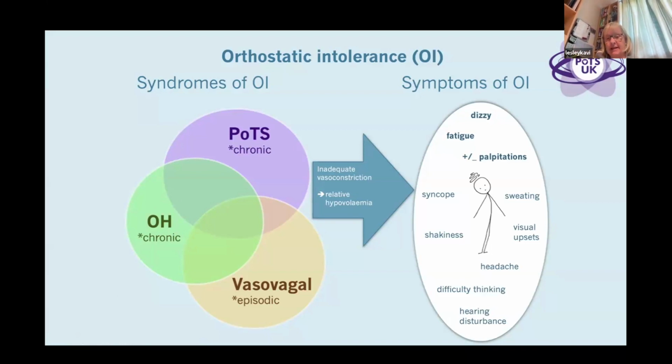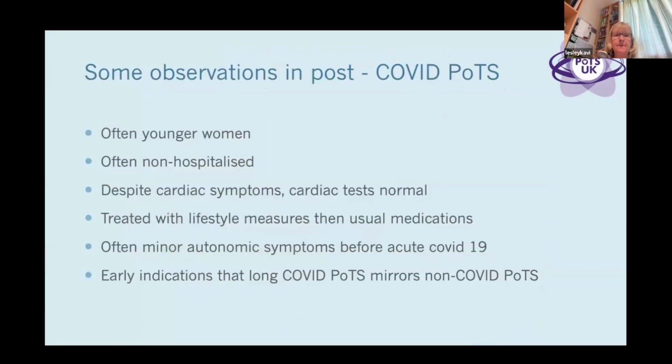And that results in the symptoms of orthostatic intolerance. These include things like ringing in the ears, headaches, difficulty thinking, which patients often find is the most challenging of symptoms, visual disturbances such as graying and glare, shakiness, fainting, sweating. And in POTS, the commonest three symptoms in over 90% of patients are lightheadedness or dizziness, fatigue, and fast palpitations.